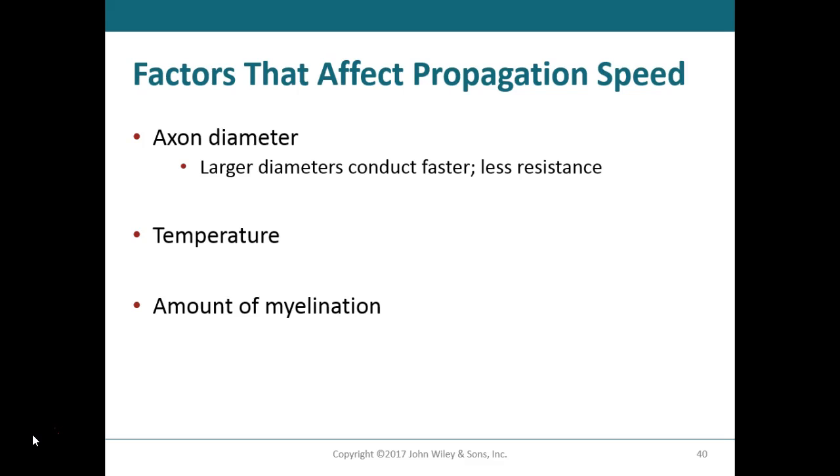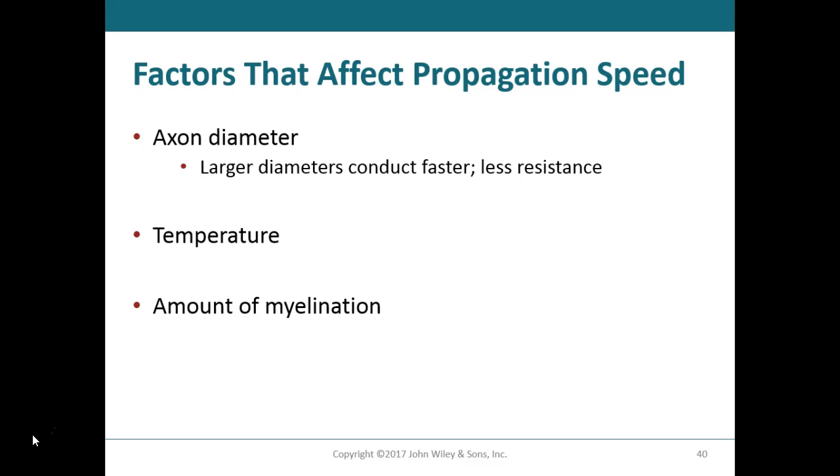There are some factors that affect the speed of propagation. Remember, propagation is simply the movement of that wave of depolarization down the axon. Axon diameter can affect the rate in that larger diameter axons propagate action potentials faster than smaller ones due to their increased surface area, so more sodium gates open and more depolarization occurs.